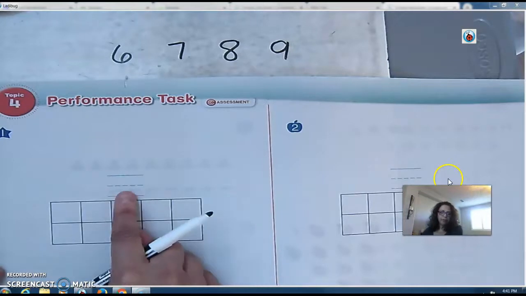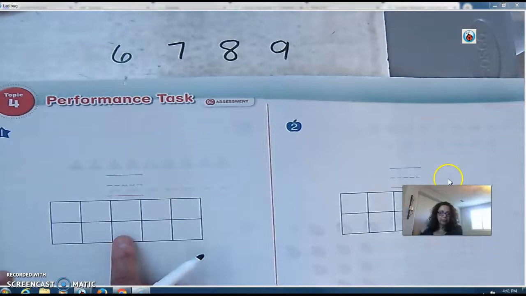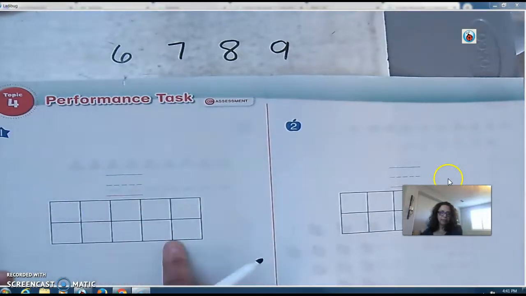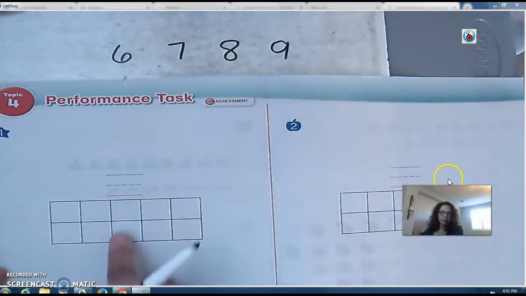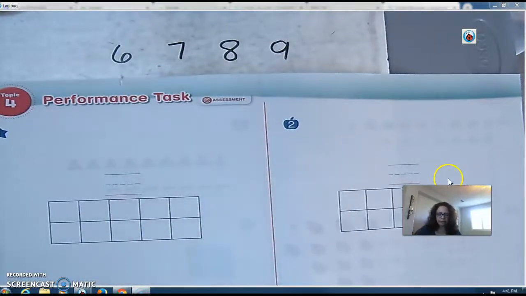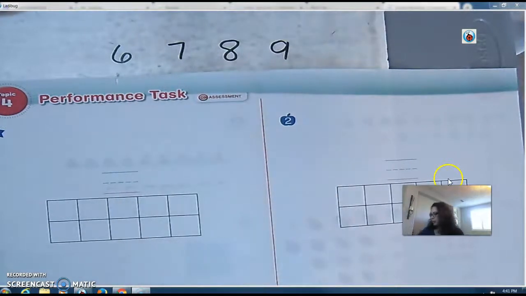All right, after you wrote your number, you're going to draw that many counters. So if I wrote 6, then I'm going to make 6 counters. If I wrote 7, 7, and so on, okay? But only choose one number to write up there and then draw that many counters. So your number and your counters match.